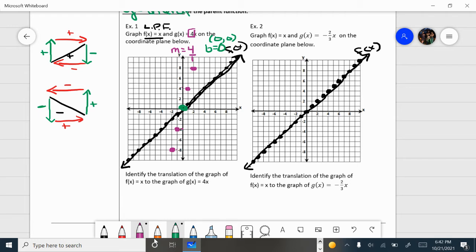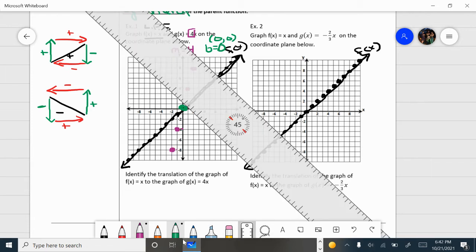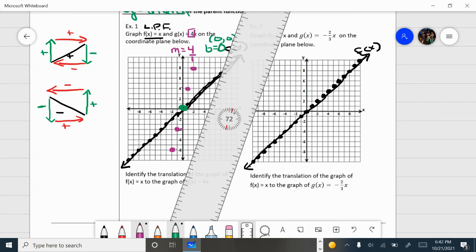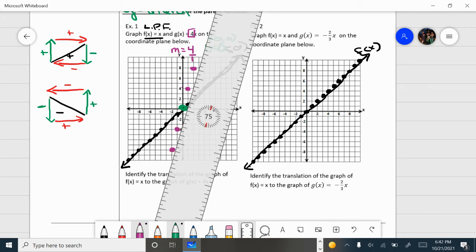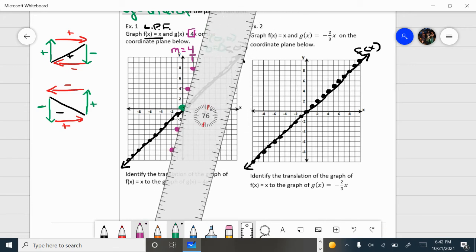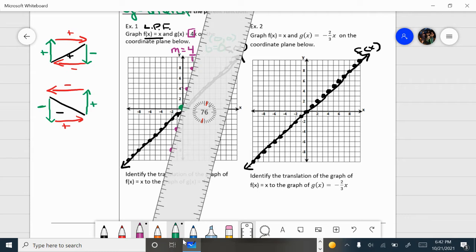Now, you want to be able to connect your points, and I'm going to do my best to do this. You know what, let me pull up my ruler here and move it over so that I can use it to draw my line.